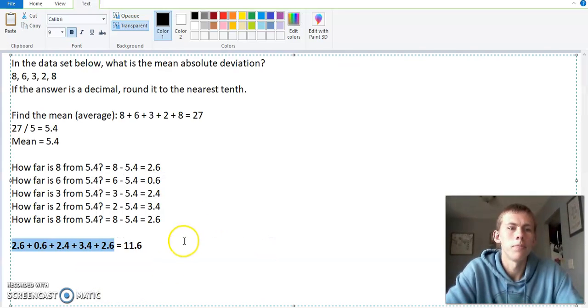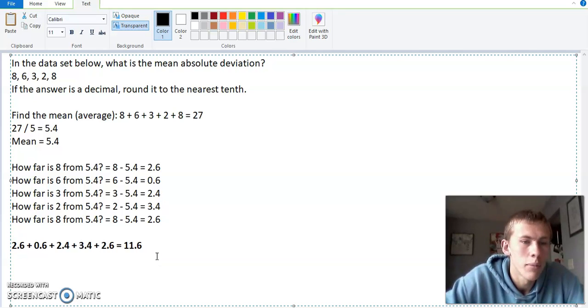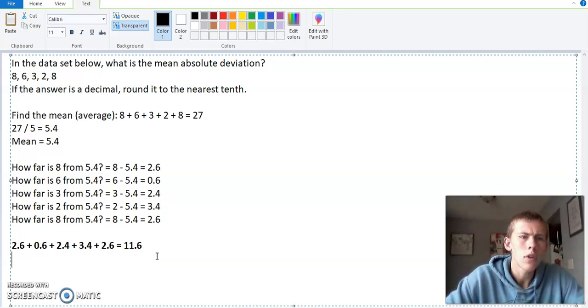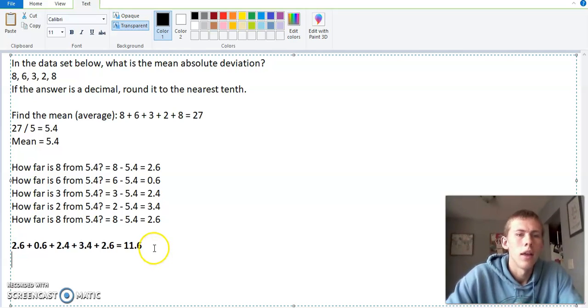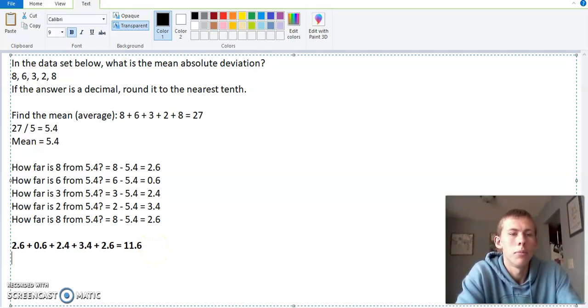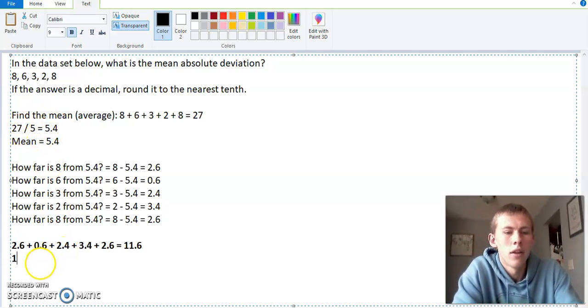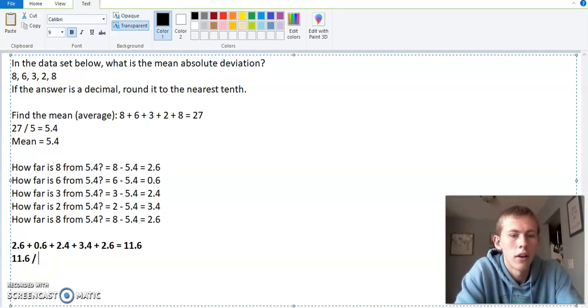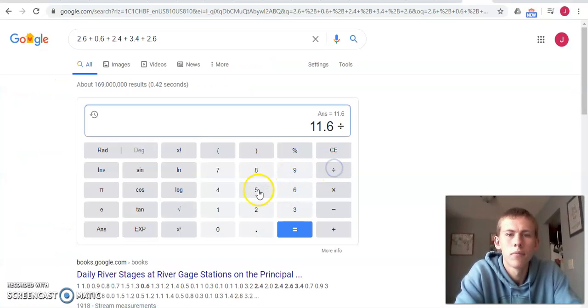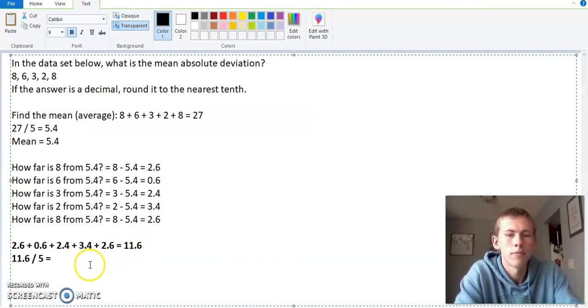So back to our problem. We're finding the average of these numbers. We added them all up, and then to find the average, you divide by how many numbers you have, just like you did up here before. So instead of 27 divided by 5, now we're doing 11.6 divided by 5. Okay. And again, I'll go to the calculator for that one for the sake of time. And that's going to give us 2.32. All right. That, my friends, is almost your final answer.